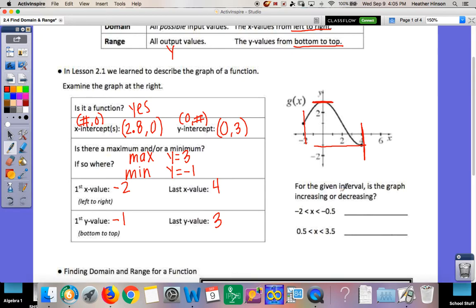Okay. Then also from 2.1, we learned how to look at certain intervals to tell if it was an increase or a decrease. So if I look at the interval that starts at -2, so we're going to start right here, and we're going to stop at -0.5. We always go left to right. So if I start on the left and follow my graph, it's going up. So that's going to be an increase. And then if we start at 0.5 and we go to 3.5, left to right as always, if I follow the curve there, that one's going to be a decrease.